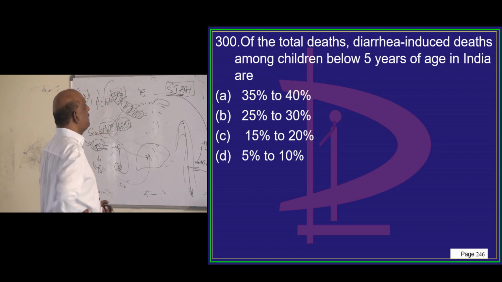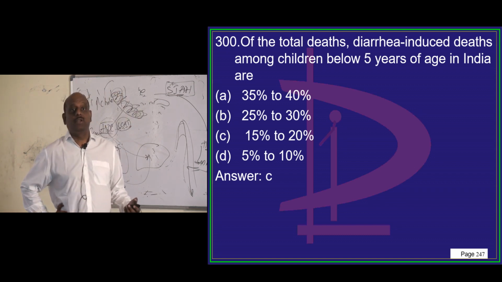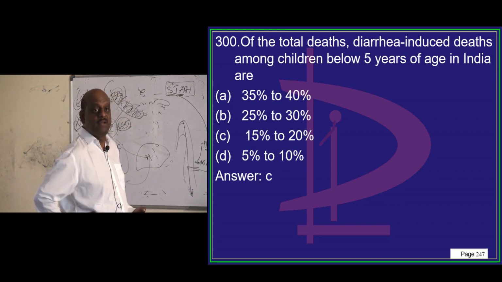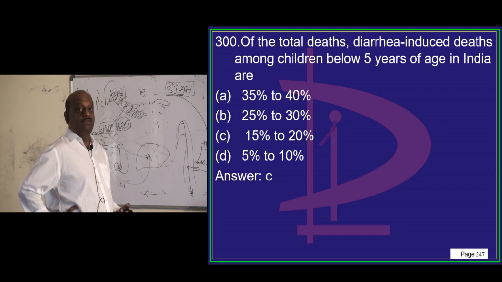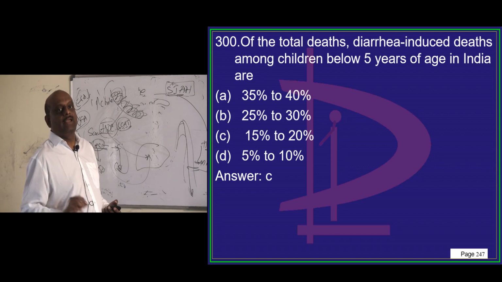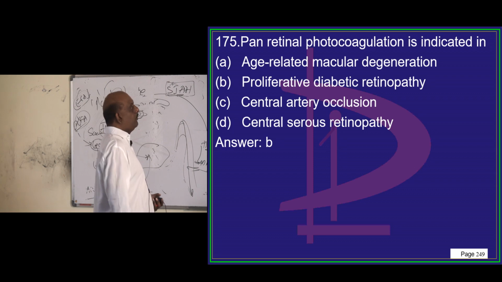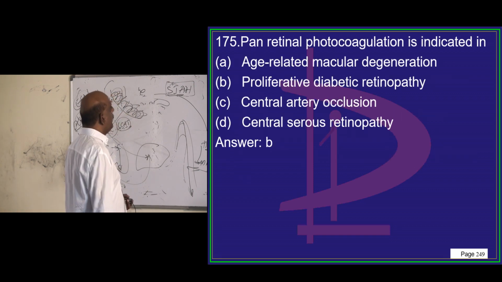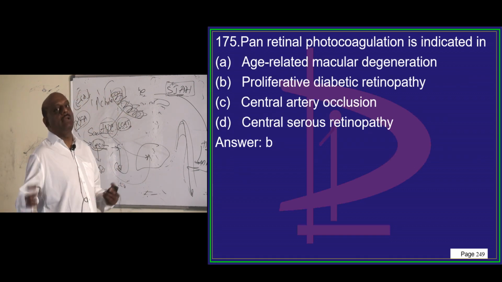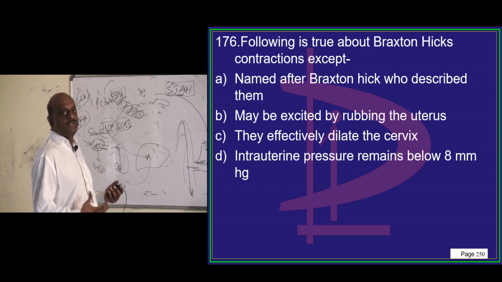Diarrhea induced deaths among children in India, 15 to 20%, doctor. So severe is a problem, right? Of all deaths, 1/5 are because of the fluid electrolyte management going wrong in pediatrics. Pan-retinal photocoagulation. Where is it required, doctor? In proliferative diabetic retinopathy.